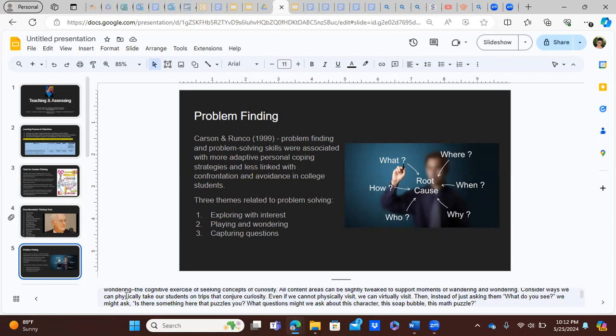Instead of just asking our students, what do you see? We might ask, is there something here that puzzles you? What questions might we ask about this character, this soap bubble, this math puzzle?